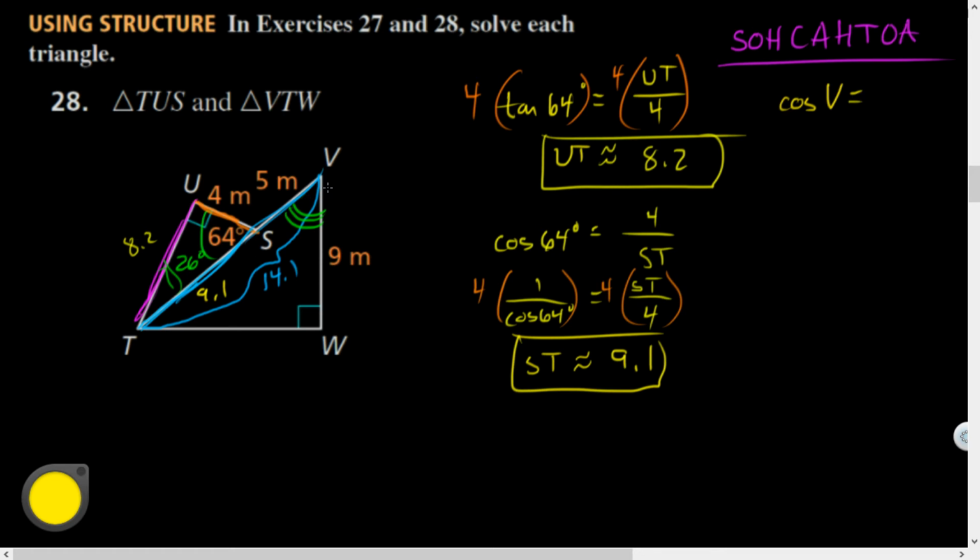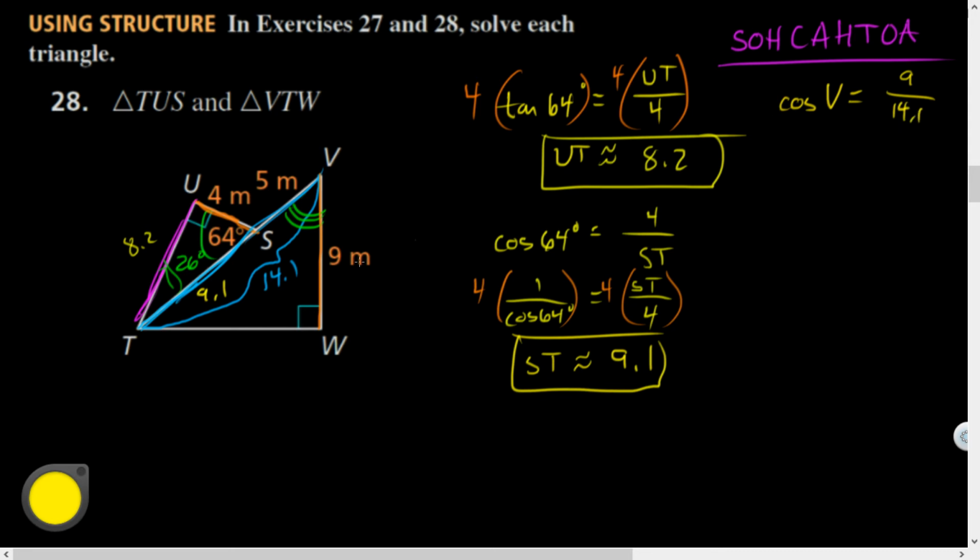So cosine of V, the adjacent from V's perspective. Why did I pick cosine here? Because I know the adjacent and the hypotenuse, so cosine compares those things, right? I'd rather compare things I know than things I don't know. If I have 2 unknowns in an equation, I'm going to have a system to solve, and usually people don't like that.